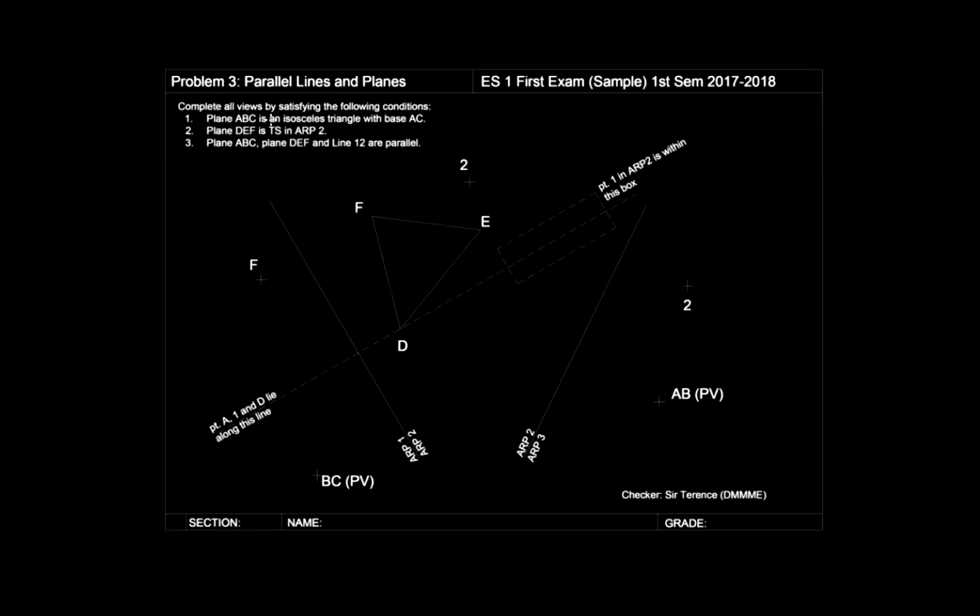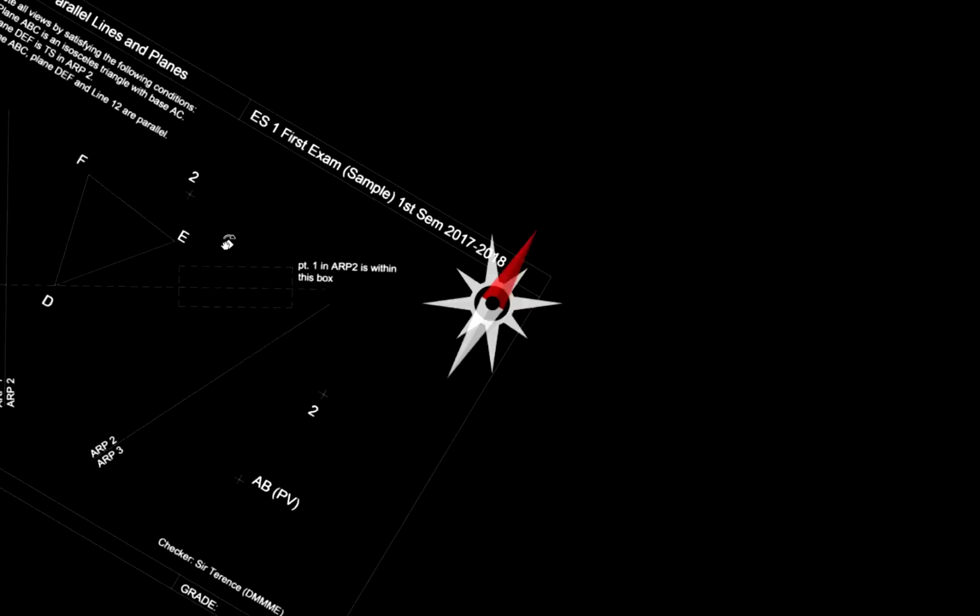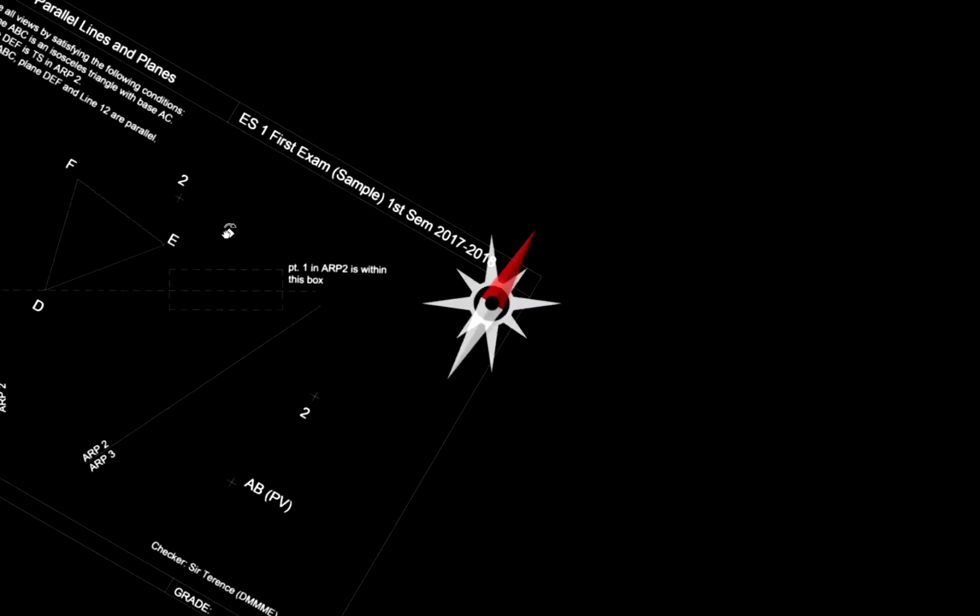Okay? So in this case, it says it is an isosceles triangle with base AC. Therefore, let's try to find a view wherein plane ABC is shown in its true size. Our first clue is point B. The first step is to find point B, because point B is easy to find: it is here in ARP1 and also here in ARP3. So what we do is a projection line from ARP1.